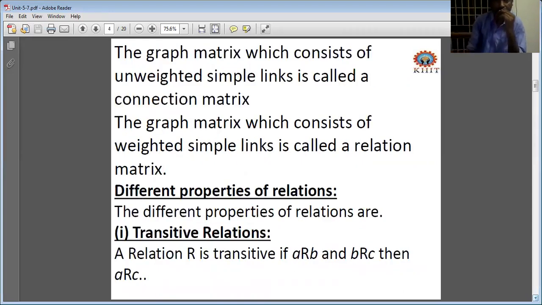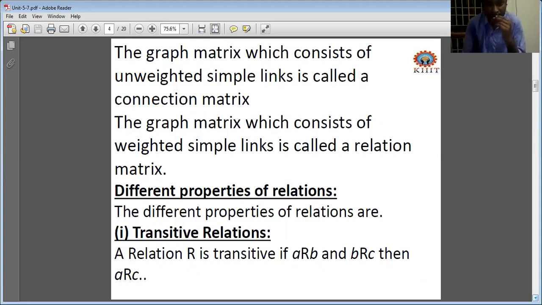The graph matrix which consists of unweighted simple links, that is no weight, simple links, is called a connection matrix. The graph matrix which consists of weighted simple links is called a relation matrix. Relation means weighted simple links. Unweighted simple links is called a connection matrix.